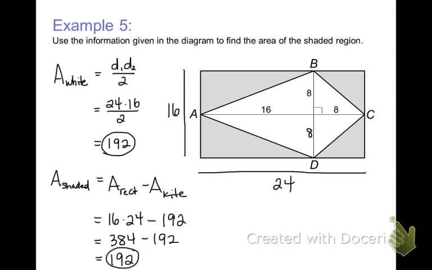That does not happen in every shaded, non-shaded figure situation. So don't get caught up in that. That's just when you have a kite in a rectangle. That happens to work out that way.